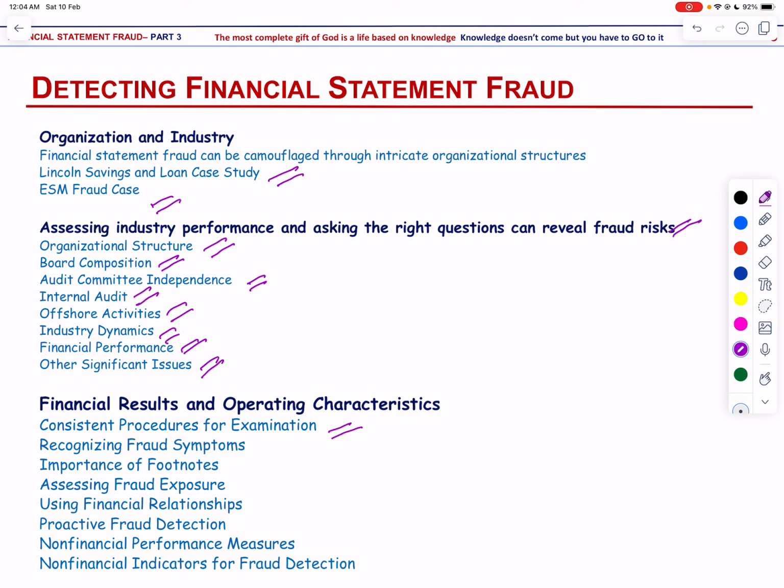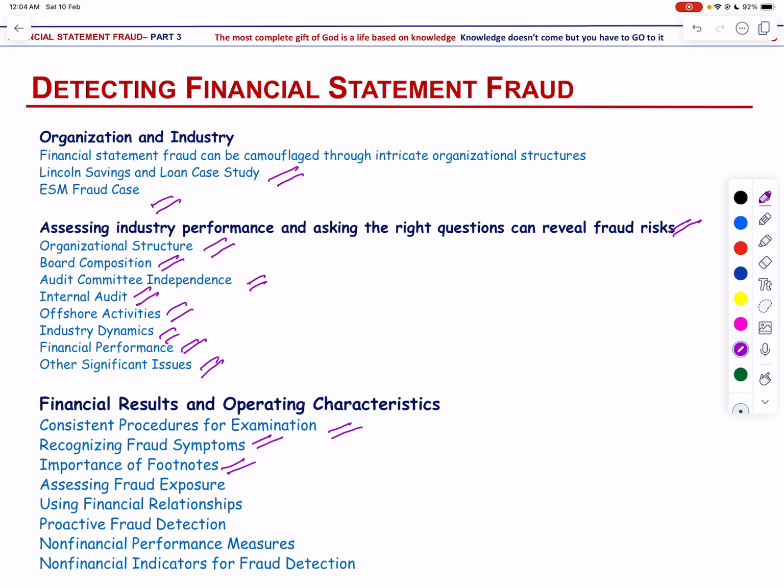Exposure to financial statement fraud varies based on the organization's operating characteristics. A non-traditional approach is necessary to assess fraud exposure effectively. Fraud symptoms often manifest as changes in financial statements. Large fluctuations in account balances indicate potential fraud, especially compared to small incremental changes. Sudden significant increases in receivables can signal fraudulent activity.